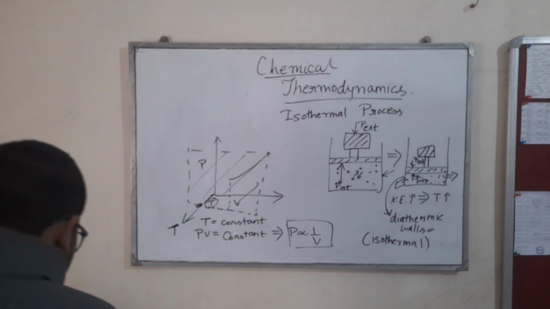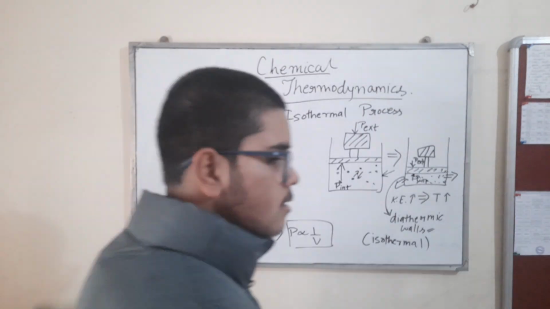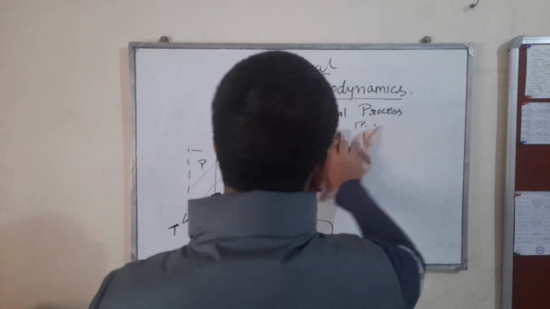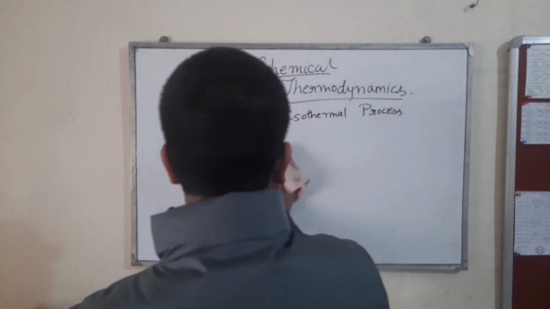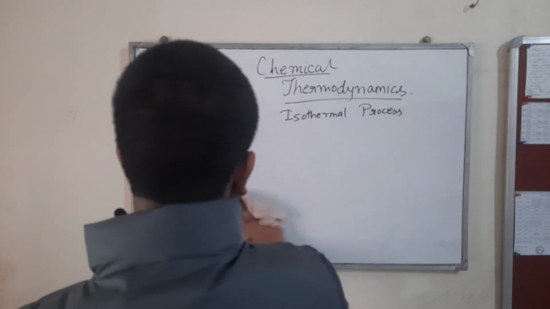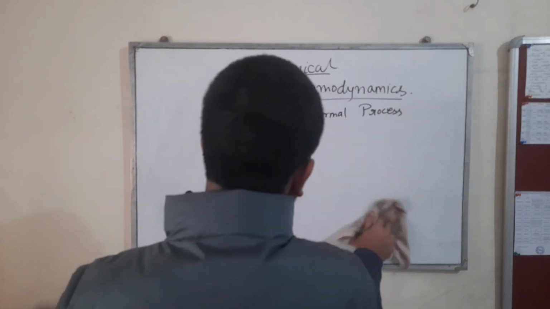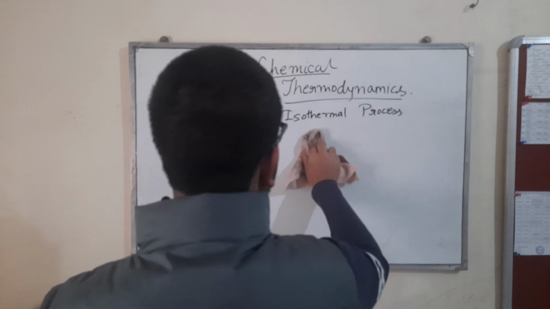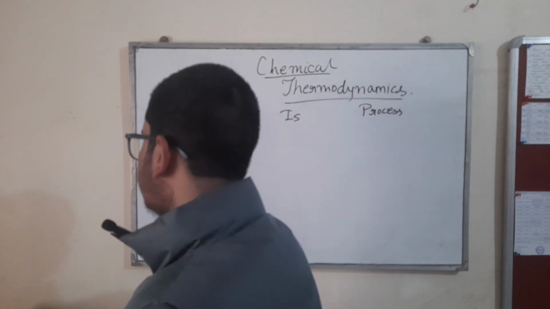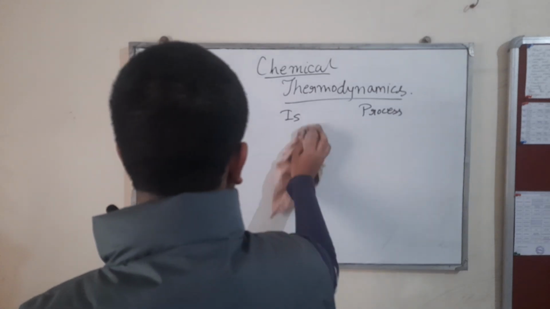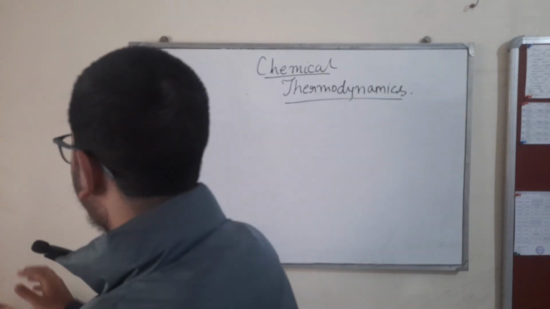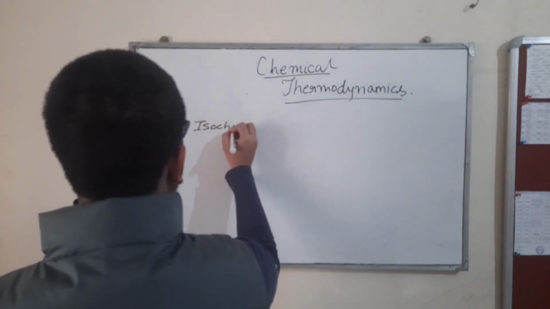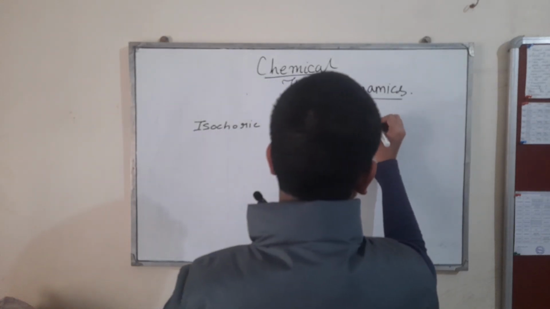Now let's talk about another one, which is isochoric. Let's understand this also with an example. Let's take two examples and understand them together. Isochoric and isobaric, pressure and volume.